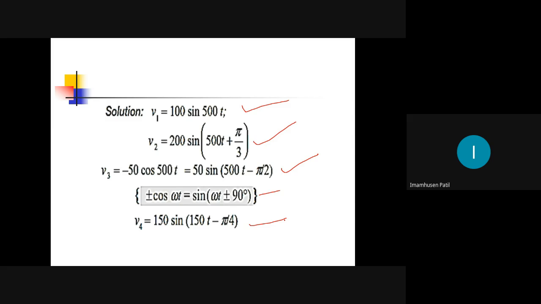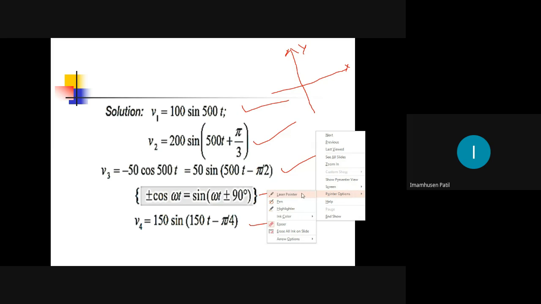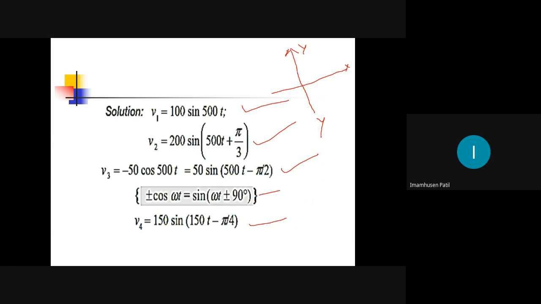Now, next step, what do you have to do? You have to draw the phasor diagram. Draw xy coordinates like this. So this is x. This is the reference. This is y. This is y dash. This is x dash.